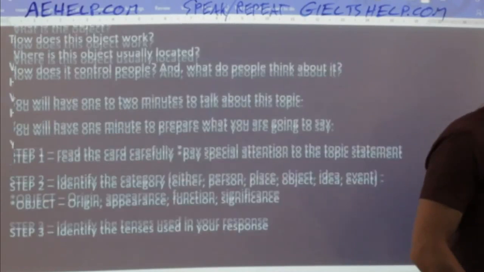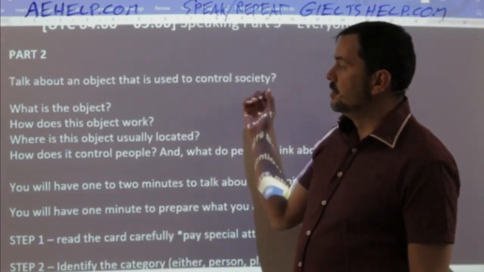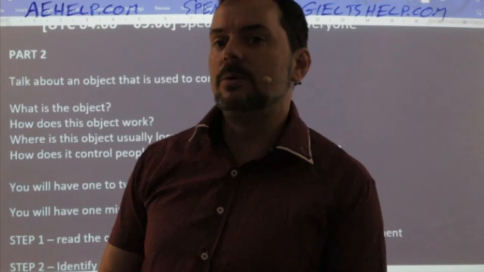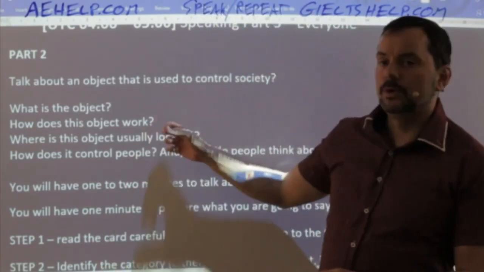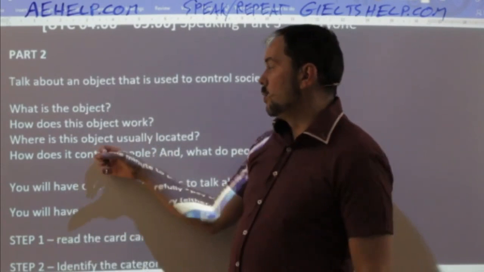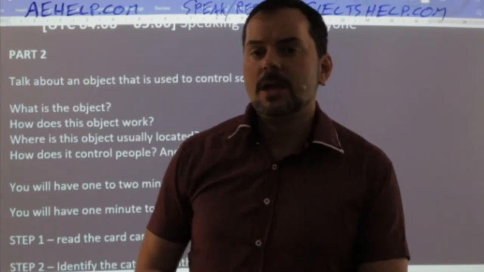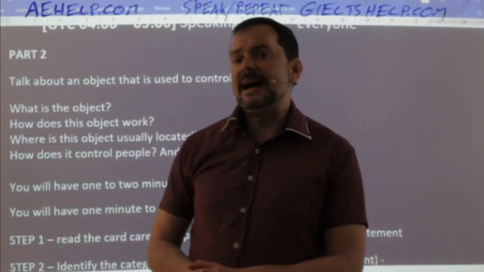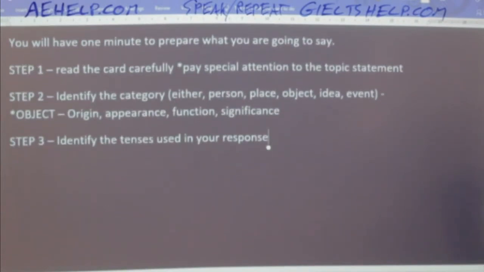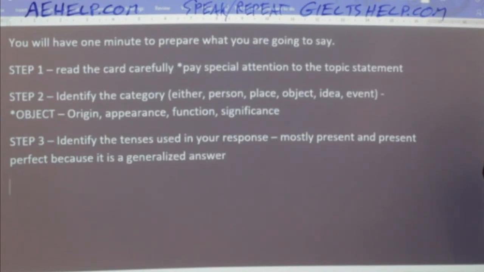Okay, so when we're talking about this object here used to control society, what would be the main tense? So what would be the main tense that we would use here? What do you think? So talk about an object that is used to control society. What is the object? How does this object work? Where is this object usually located? Janiel says probably the present perfect, and maybe some past as well, right? The origin of the object. Yeah, I agree with you, Janiel. I think it's mostly the present because it's a general answer, right? So yeah, I agree.